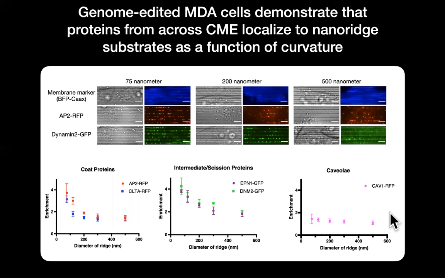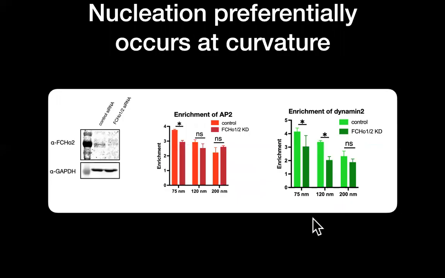So we next wondered if we could perturb some part of CME that would cause it to fail on flat substrate, but be rescued with induced curvature. So for instance, when we knock down the stabilizing proteins FCHO1 and 2, we still see really robust enrichment of AP2 and dynamin 2 on the nanoridge substrates. But these sites abort rather than committing to endocytosis. So this tells us that nucleation itself preferentially occurs at the nanoridge substrates.